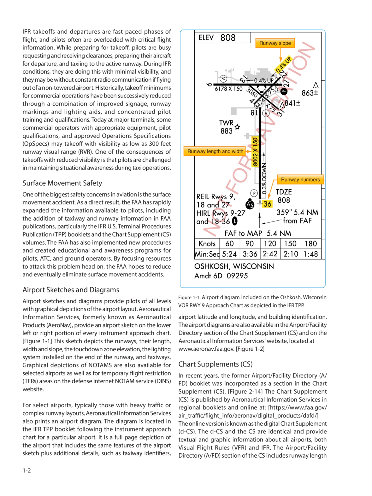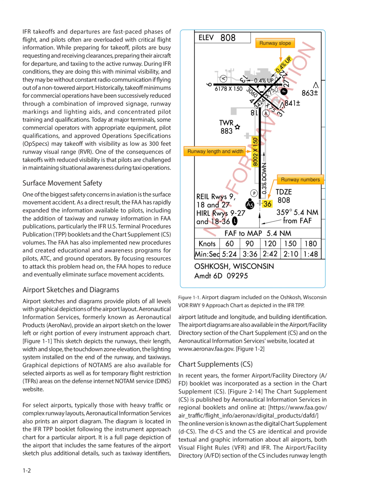The airport diagrams are also available in the Airport/Facility Directory section of the Chart Supplement, CS, and on the Aeronautical Information Services website, located at www.aeronav.faa.gov. Figure 1.2. Chart Supplement, CS. In recent years, the former Airport/Facility Directory, A/FD, booklet was incorporated as a section in the Chart Supplement, CS.